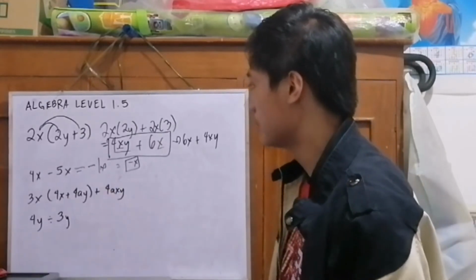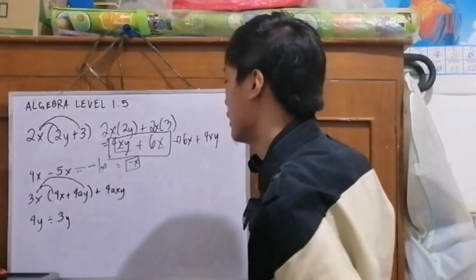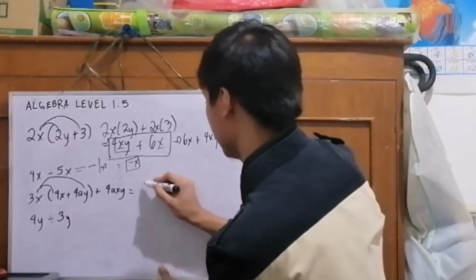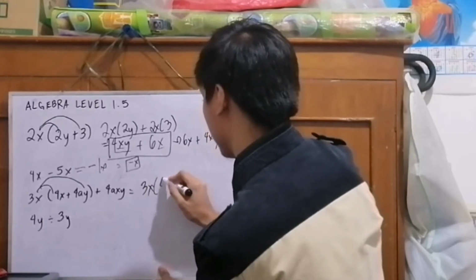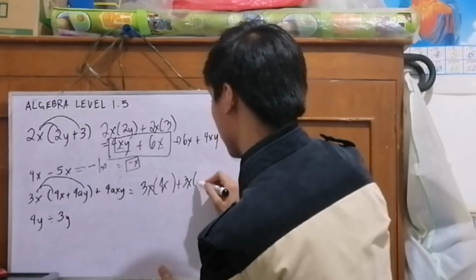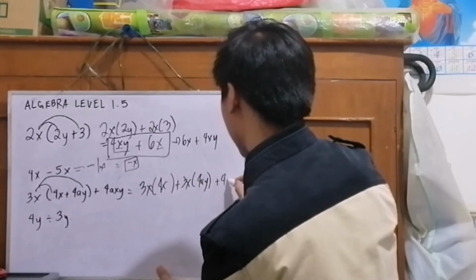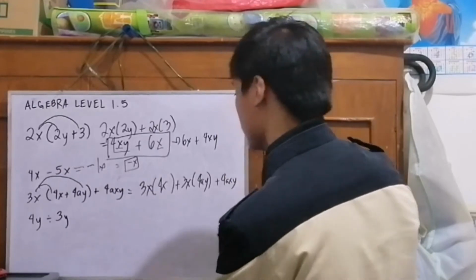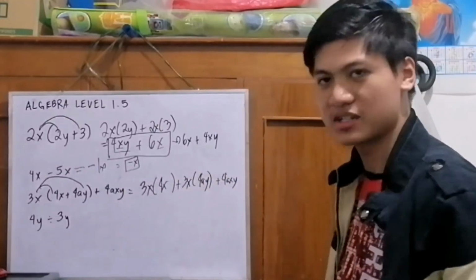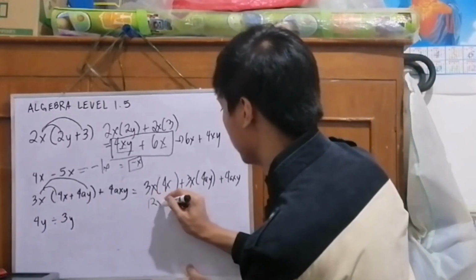For the third problem, we're going to apply the distributive property again here, and we'll break it down. 3x multiplied by 4x plus 3x multiplied by 4ay, then plus 4axy. Now, we multiply 3x by 4x, and our answer will be 12x squared.